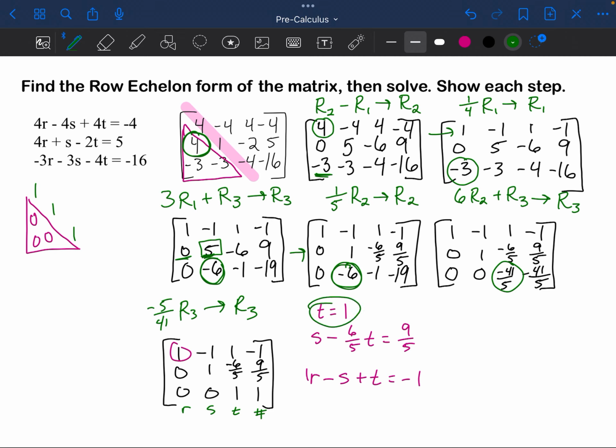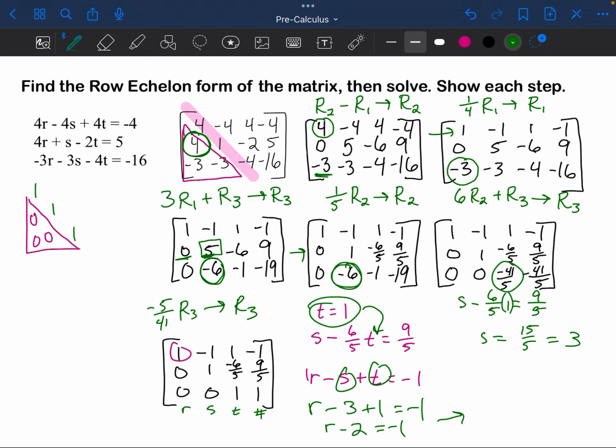If I know that T equals 1, then I can use that to solve for S. S minus, plugging in 1 for T, 6/5 equals 9/5. Adding 6/5 to both sides, we get S equals 15/5, which is 3. Okay, that's a good sign. Now we can plug those back in for S and for T. So we got R minus 3 plus 1 equals -1. Okay, R minus 2 equals -1, which means R equals 1.